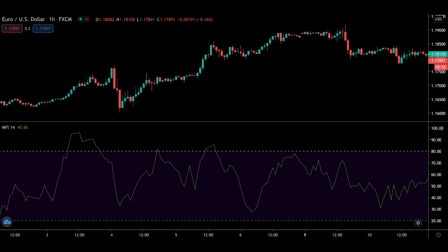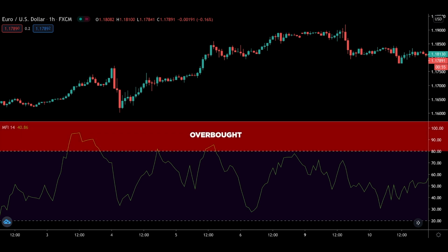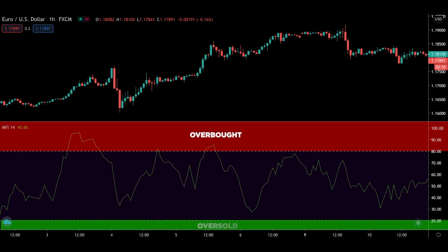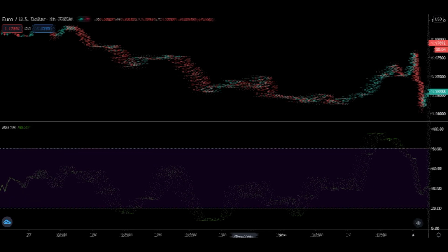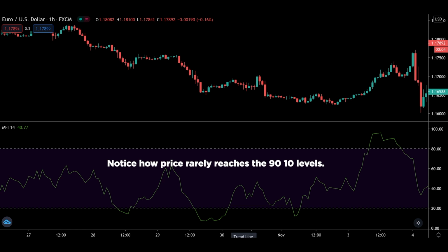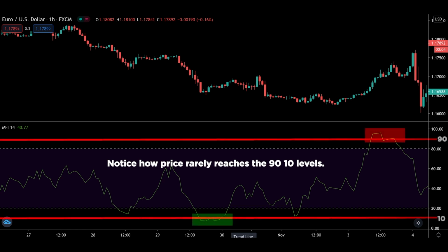Like the RSI indicator, a MFI reading above 80 shows overbought conditions and a reading below 20 shows oversold conditions. While the values 90 and 10 are often used to determine overbought and oversold conditions, they are rarely used. Still, they are good to know.